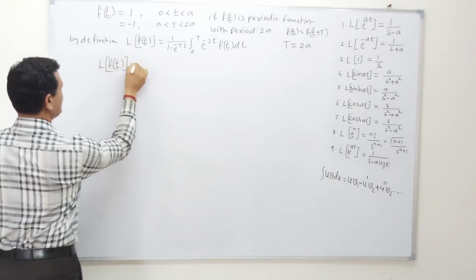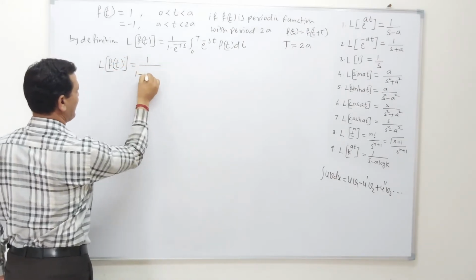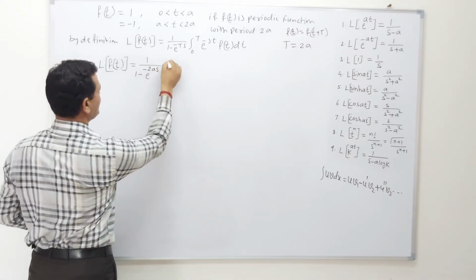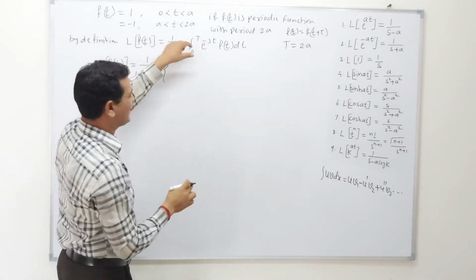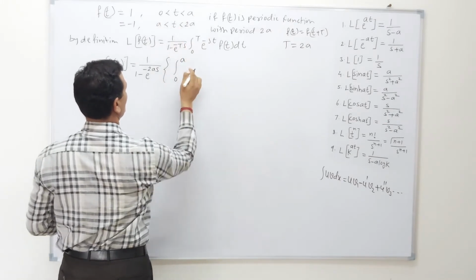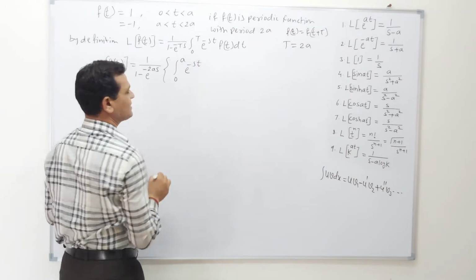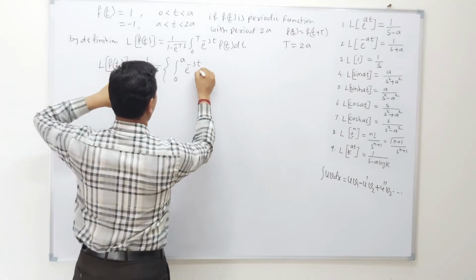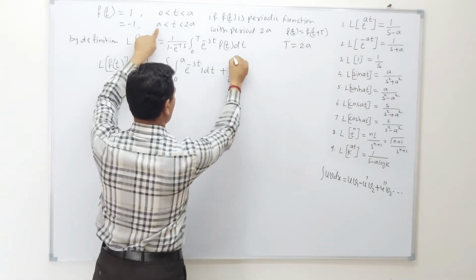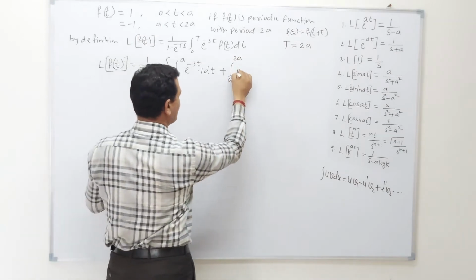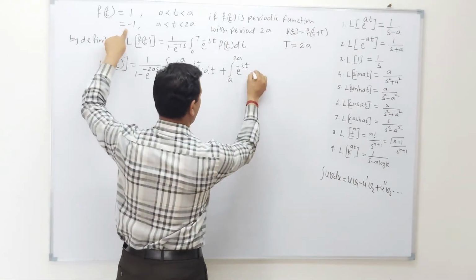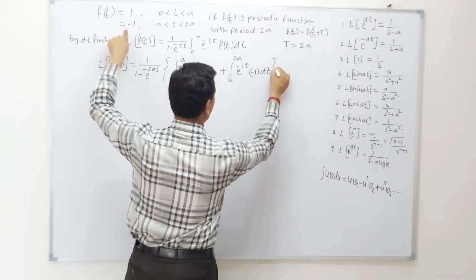f of t equals 1 upon 1 minus e raised to minus T s, where T is 2a. The integration is split into two parts. The first part is the integration from 0 to a of e raised to minus st, where the value of the function is 1, into dt, plus the next interval, a to 2a, of e raised to minus st, where the value of the given function f of t is minus 1, so we write minus 1 into dt.